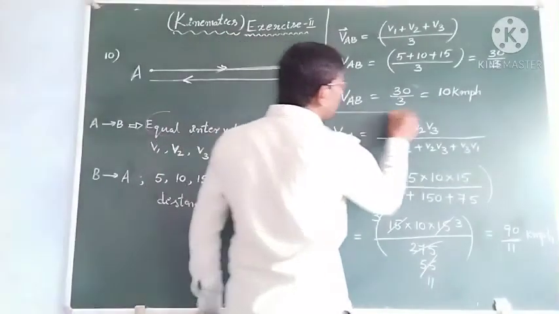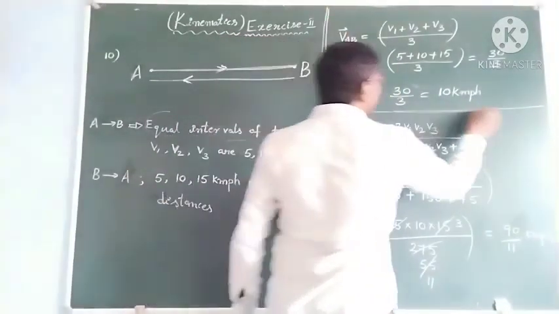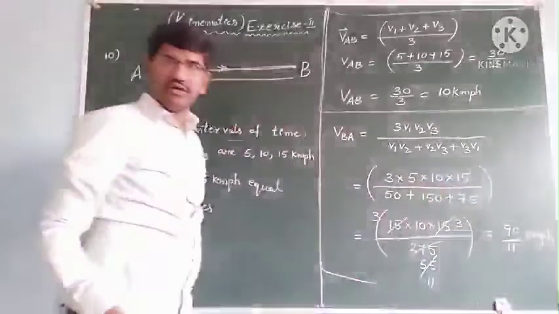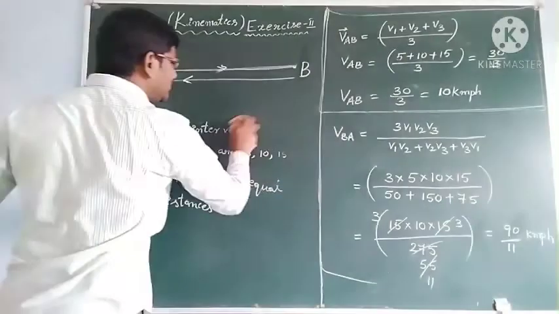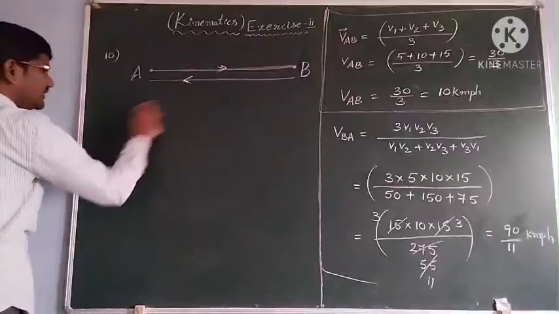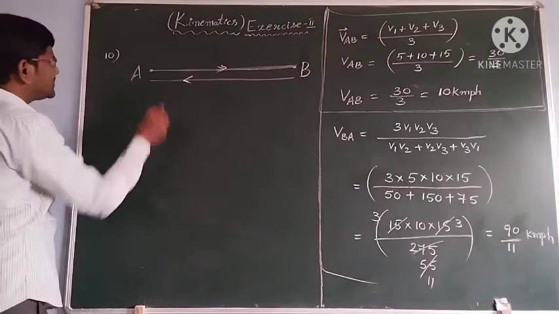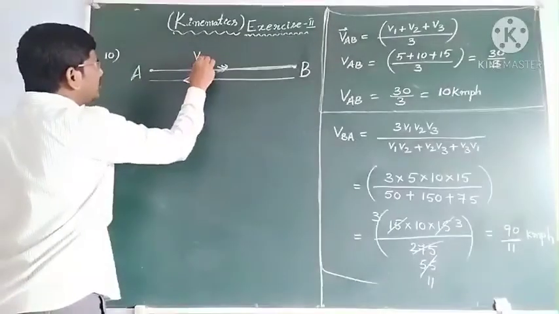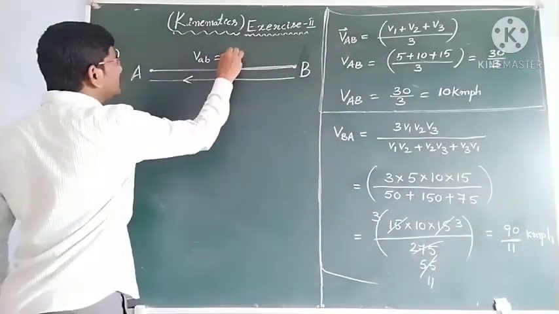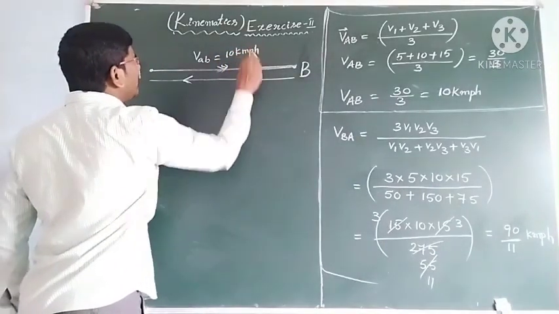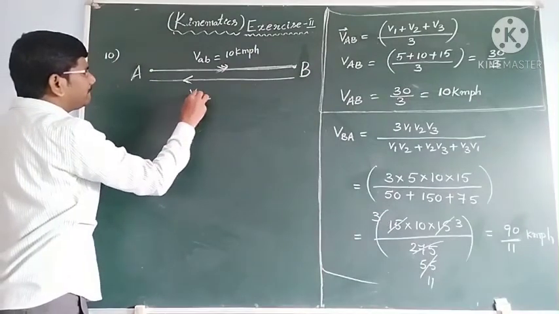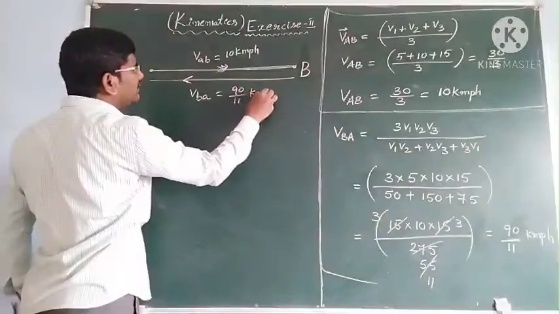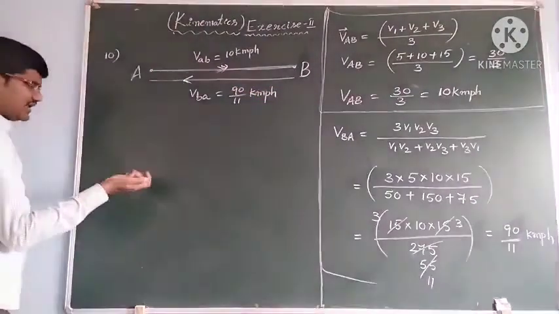So for A to B we got this value. This is the average speed going from A to B, and this is the average speed going from B to A. So then find the average speed for the entire journey. A to B, how much average speed do we have, students? 10 kmph. And B to A, how much do we have? 90 by 11 kmph. Then the average speed for the entire journey.